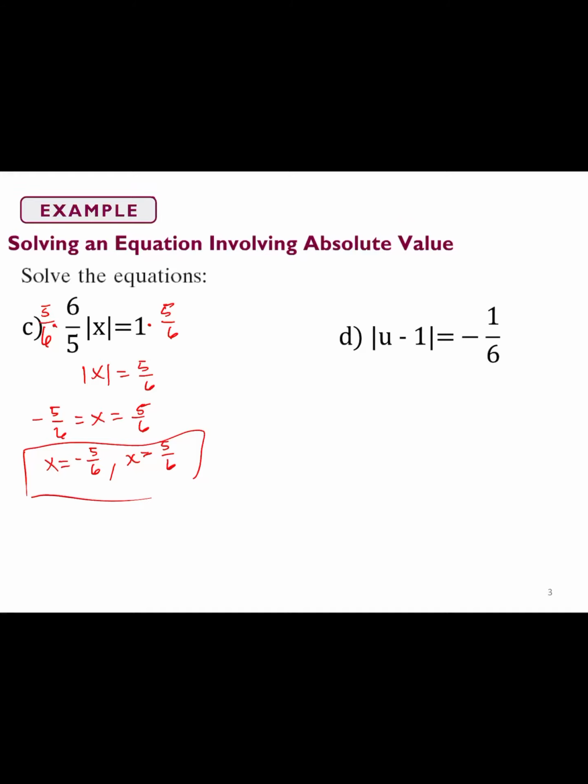Alright, I'm about to challenge you. We got absolute value of u minus 1 equal -1/6. Some of y'all went ahead and started working, and I'm about to really rock your world right now. You can't do it. Because if you would have done your sign test, you see you got this thing right here. It's all positive. And then a positive equal negative, not happening.